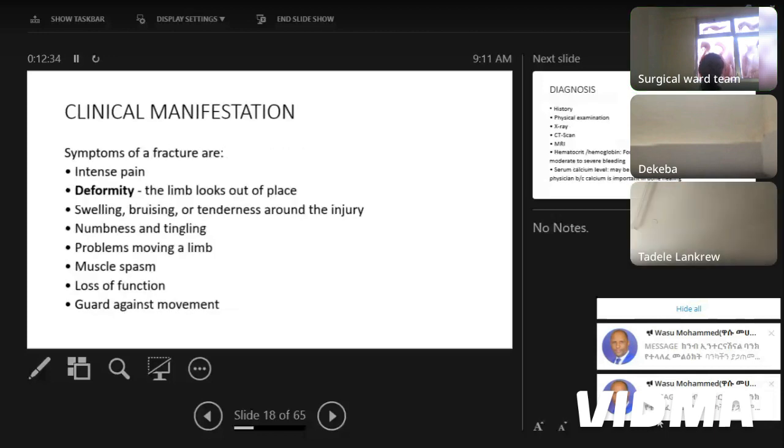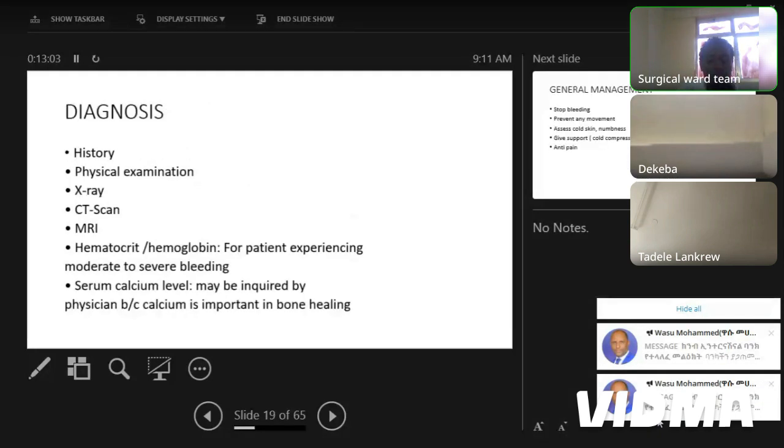When we look at the clinical manifestations of bone fracture, the symptoms are intense pain, deformity, the limb looking out of place, swelling, bruising, or tenderness around the injury, numbness and tingling, loss of sensation, problems moving the limb, inability to move, muscle spasm, loss of function, and guarding against movements. Those are the clinical manifestations of bone fractures.